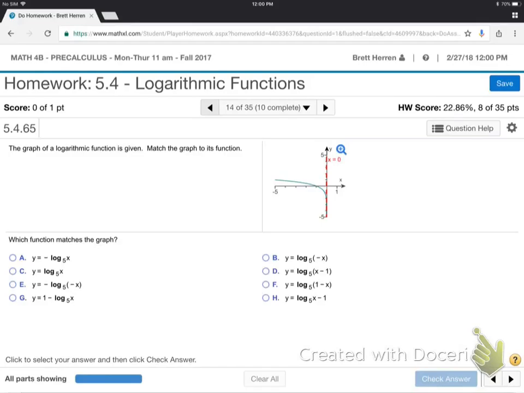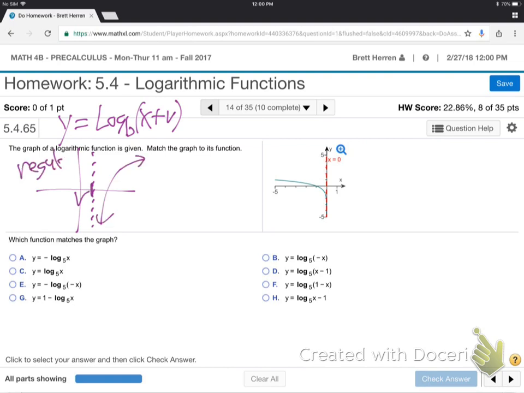Okay, so 14. So there it is. So remember y equals log base b of x plus v. Here's your vertical asymptote, and it looks like that. That's the regular.